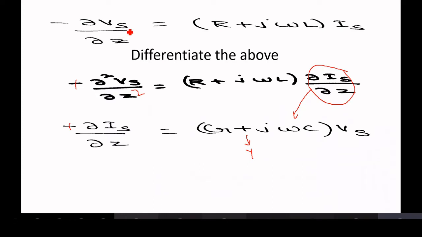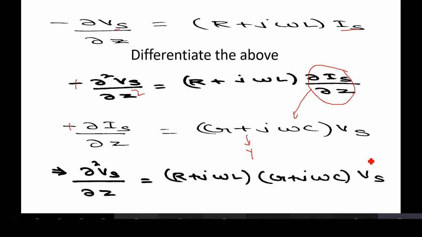Earlier this equation had Vs related to Is. If we substitute this in the above equation, we will get this equation. Dou square Vs by dou Z square is equal to R plus J omega L as it is, into G plus J omega C into Vs.